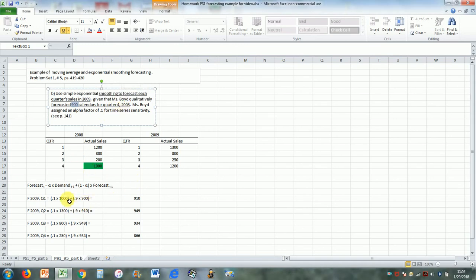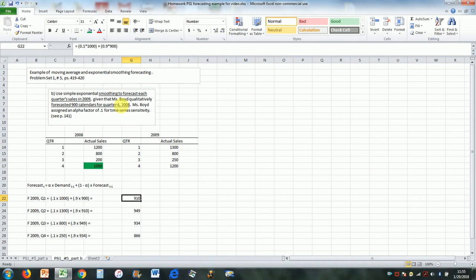So now we have two pieces of data that we can use from the previous period in order to forecast the next period, 2009 quarter 1. And I don't know if you noticed, but apparently Ms. Boyd puts more emphasis on her forecast than her actual demand. Well, you can figure that out because this number here, the 0.9, is higher than the 0.1. So if we do the math, and actually I did it for you, we take 0.1 times 1,000 plus 0.9 times 900, and you come up with a forecast for year 2009 quarter 1 of 910 units.